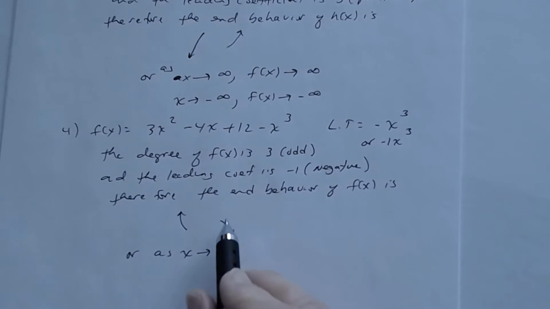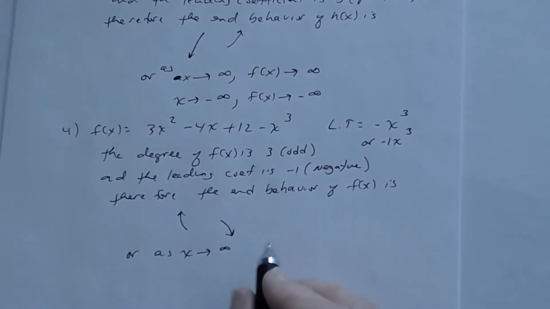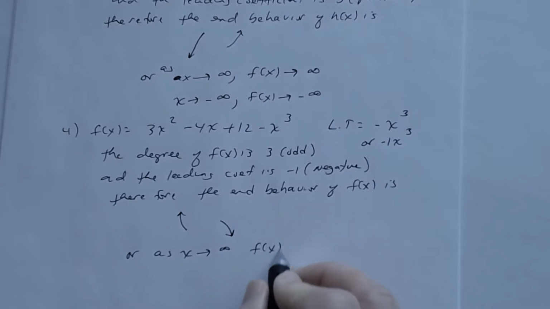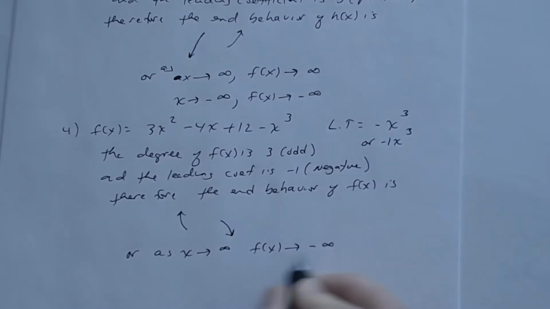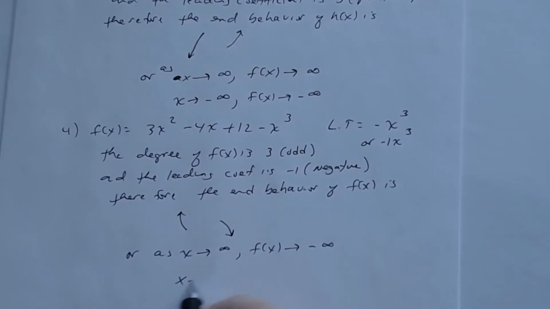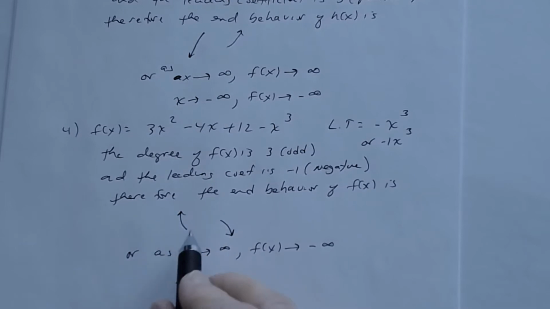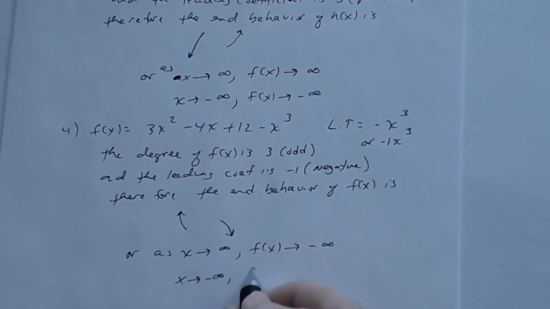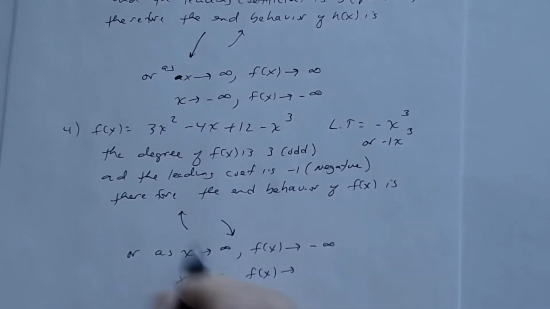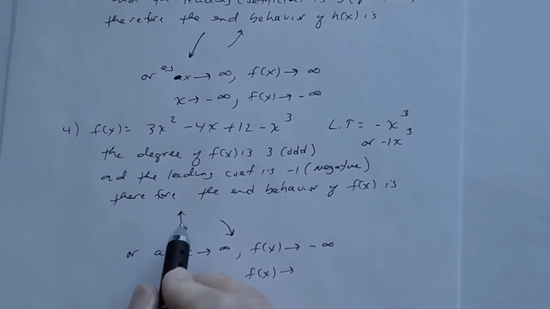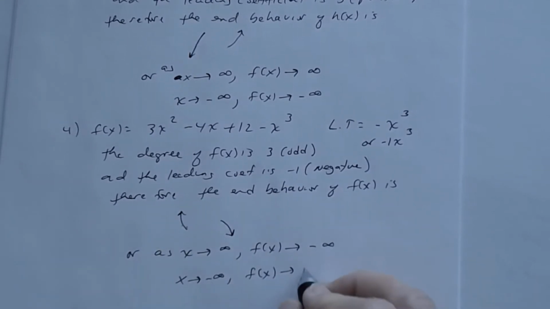Well, the y values are getting more negative. So that means that f of x is approaching negative infinity. Now let's look on the left side. So as x approaches negative infinity, meaning the left side, what's happening to these y values? Well, f of x is pointing up, so remember that means your y values are getting more positive.